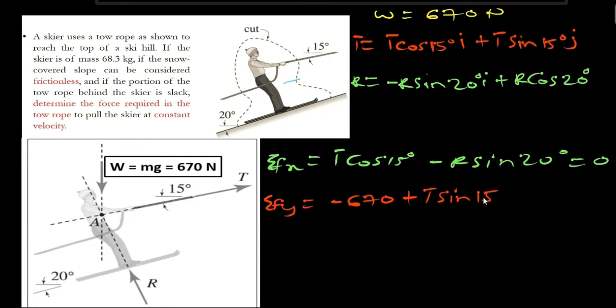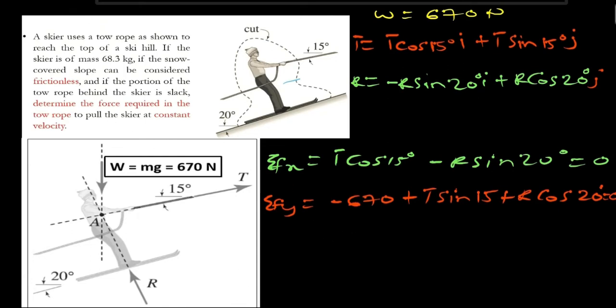T sine of 15 plus R cosine of 20 degrees. There's supposed to be a j here. This should also be equal to 0. Now that we have the sum of the forces in the x component and the y component, you see that we have two equations with two unknowns, so we can solve them simultaneously.